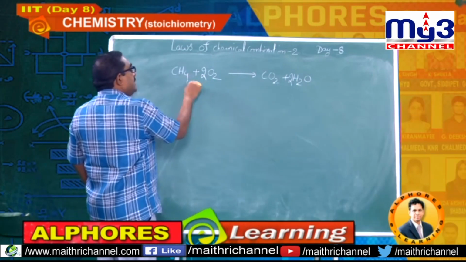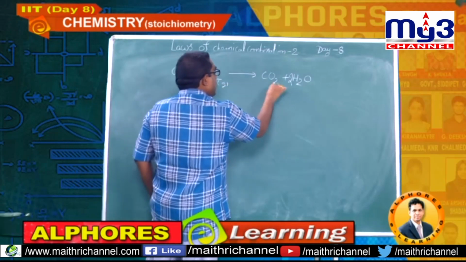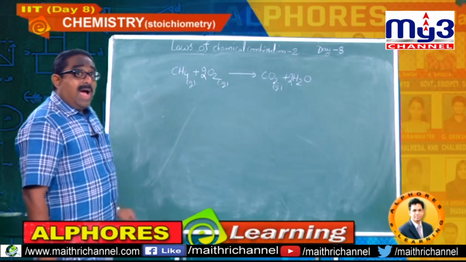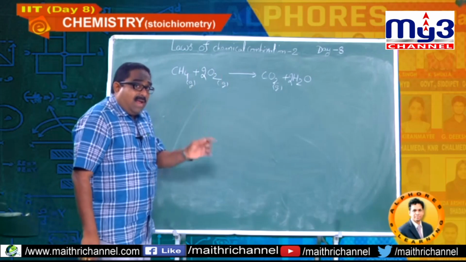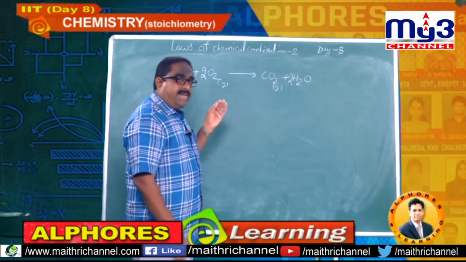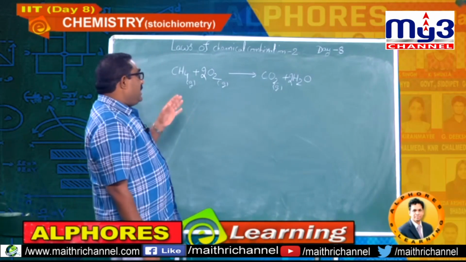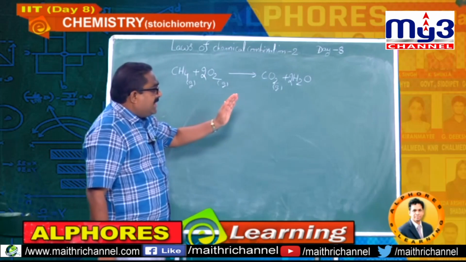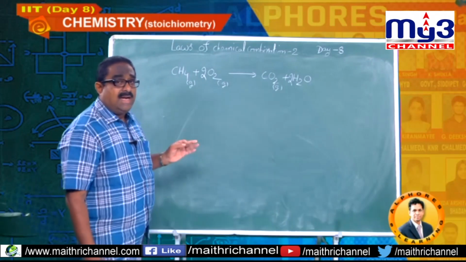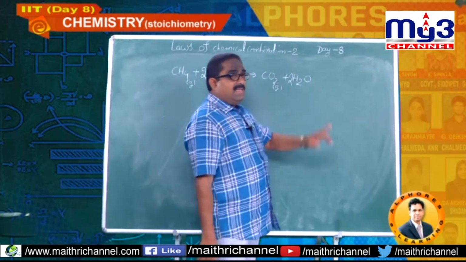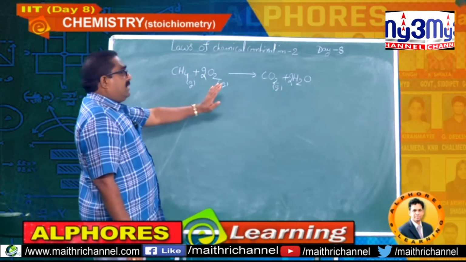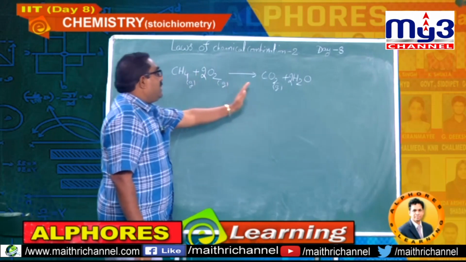Here CH4 is a gas, O2 is a gas and CO2 is also a gas. You are not supposed to write H2O as gas. Consider it as liquid always, unless the temperature is mentioned as 100 degrees centigrade. If the temperature is specifically mentioned as 100 degrees centigrade, then you can consider it as vapor, nothing but gas. But in normal conditions, only three you consider as gases.